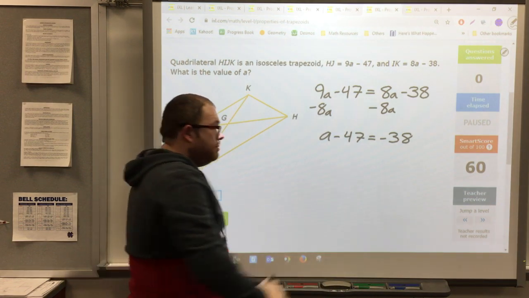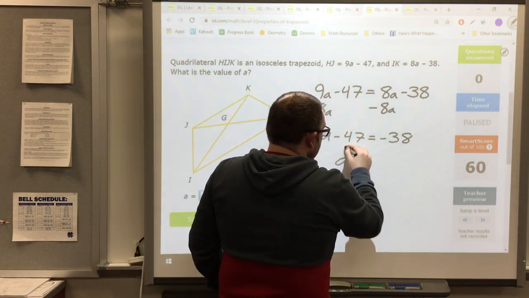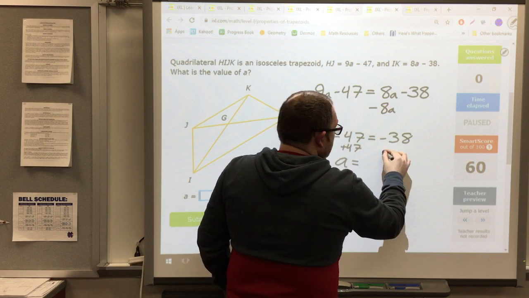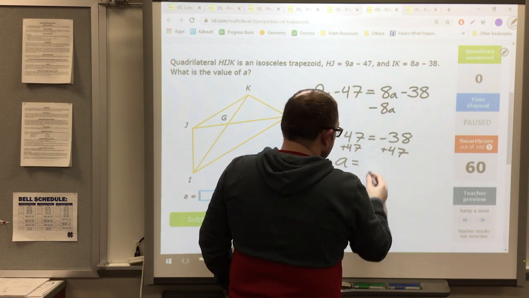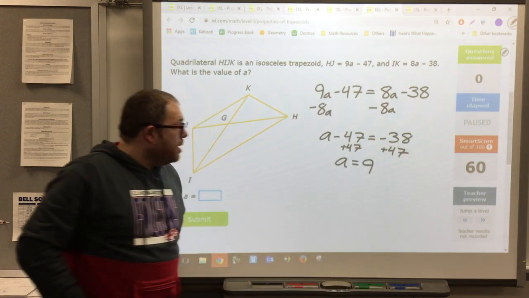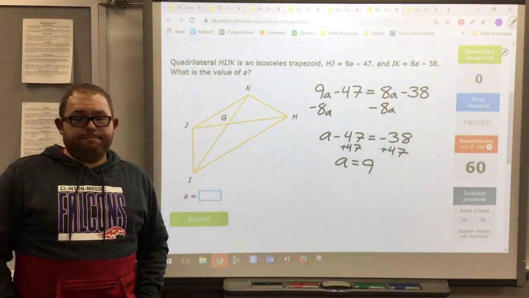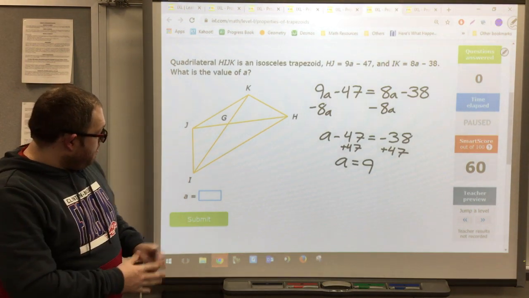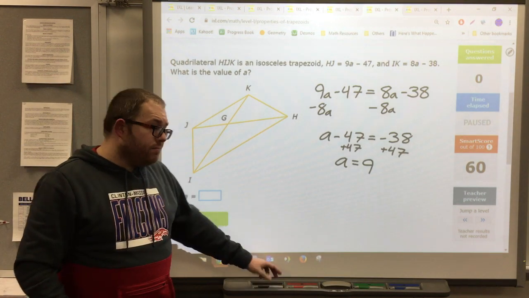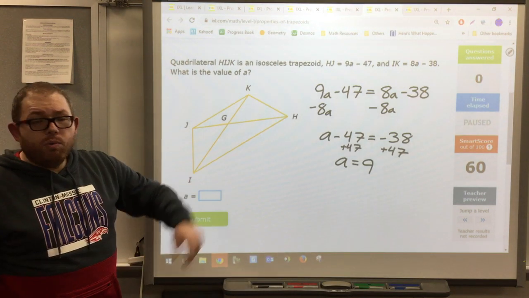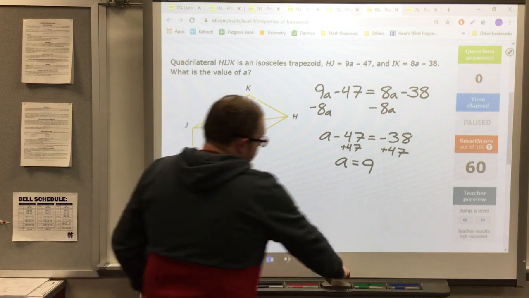And then some addition. And it looks like we're going to get an answer of A equals 9. So, because that's all they asked me to solve for, I need to plug in the number 9. We'll verify that our score increases.